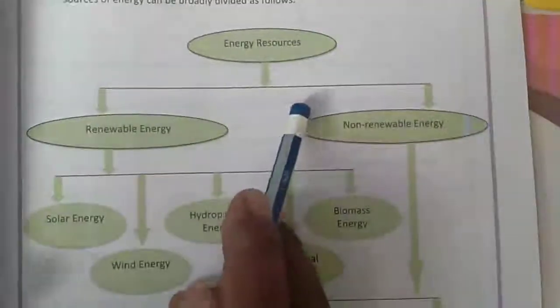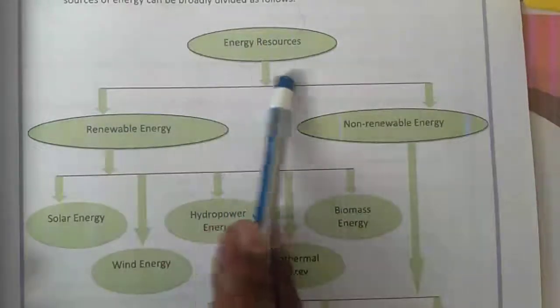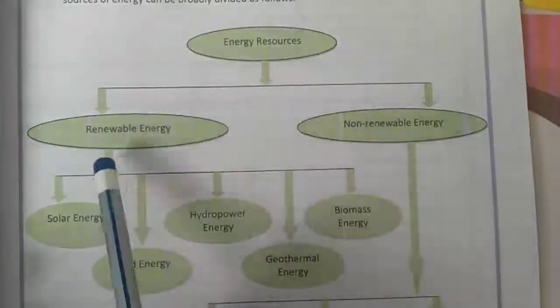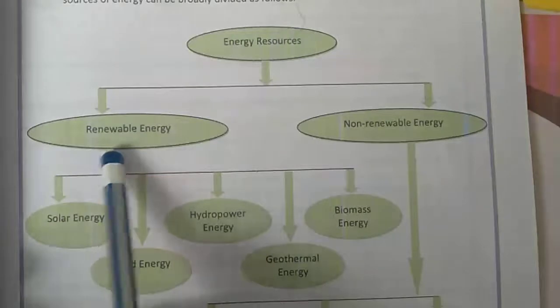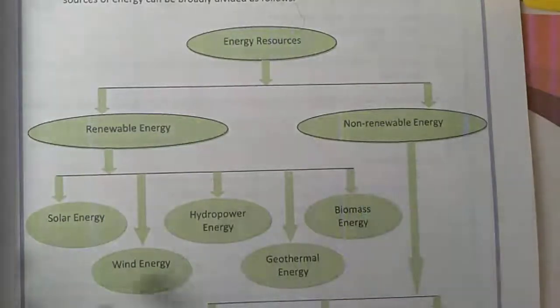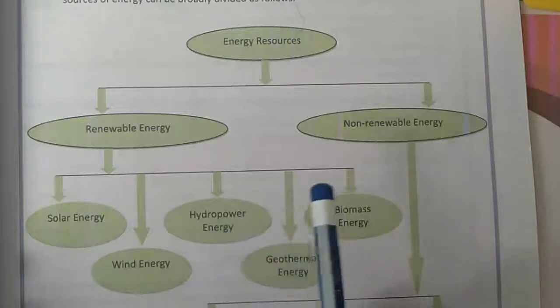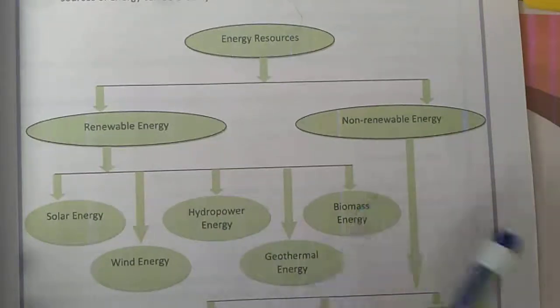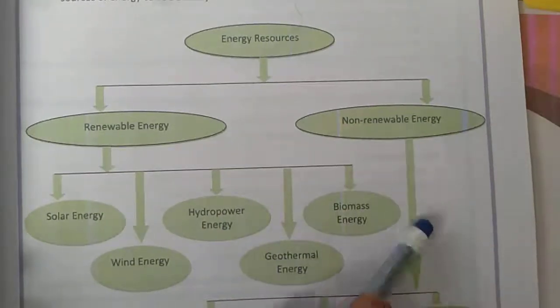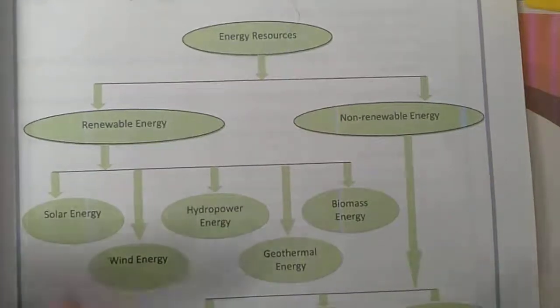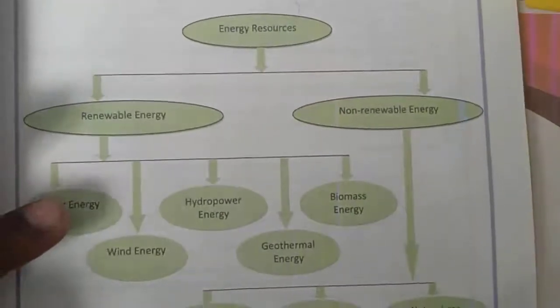So there are some non-renewable energy resources. In this chart we get to know about this. There are two types of energy resources. First one is renewable, second one is non-renewable. In renewable there are solar energy, wind energy, hydropower energy, geothermal energy and biomass energy. In non-renewable resources there are coal, petroleum and natural gas. So firstly let us have information about non-renewable energy resources.